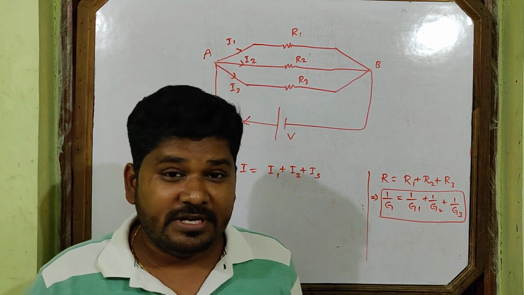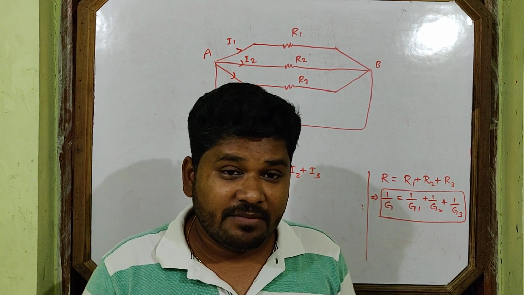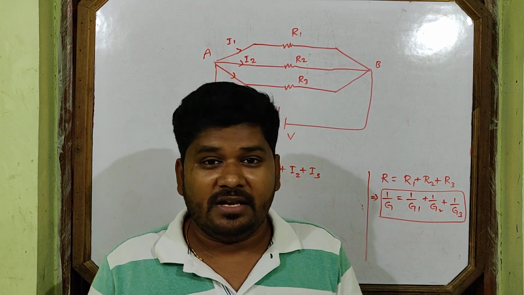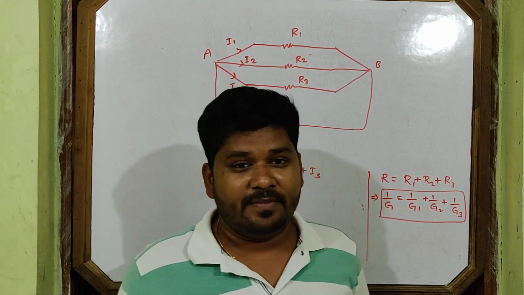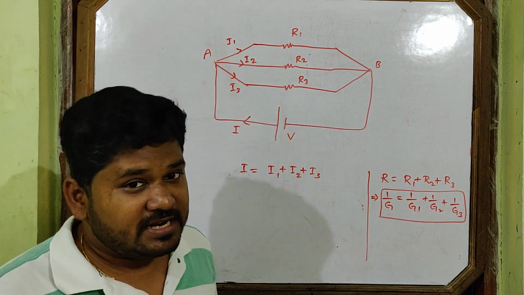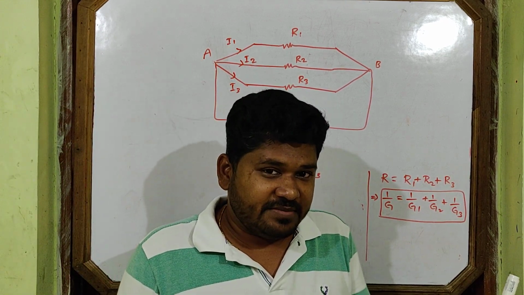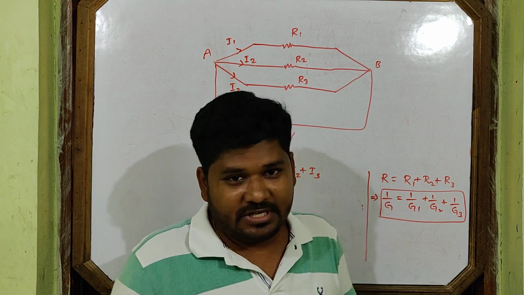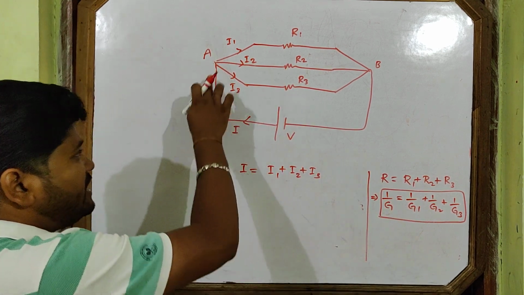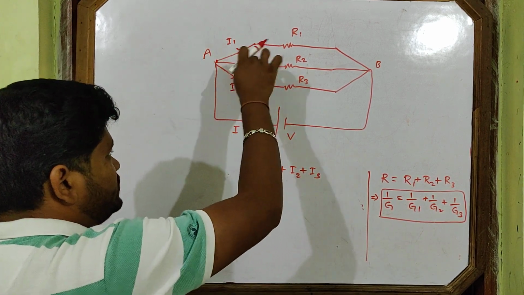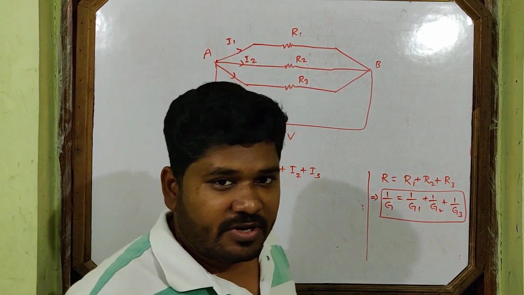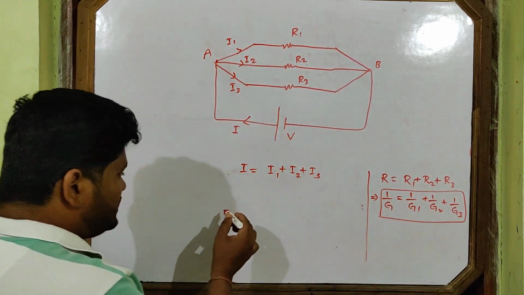Why in parallel combination are potential differences the same? Because all have the same terminals. That's the reason why in parallel combination potential differences are the same. When you calculate them, as the terminals are the same, the potential difference will be the same. But current divides. Now this current is going in three ways. So now let's write.